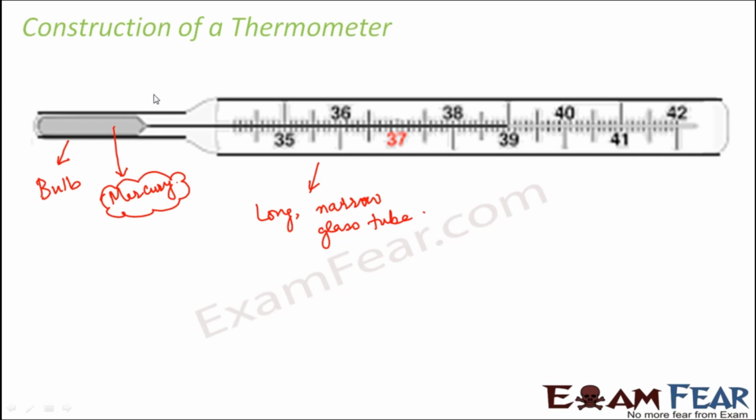And besides this, we have a small shining thread of mercury which can be seen along the length of the tube. So as you see here, this is the length of the tube, right? So how do we measure temperature?